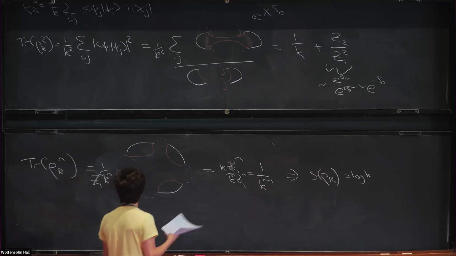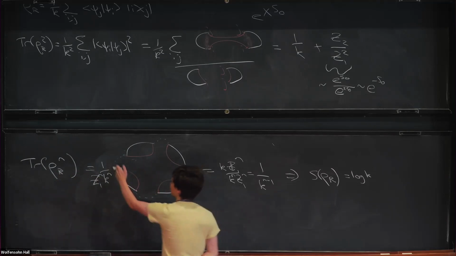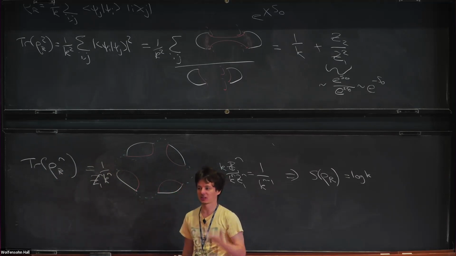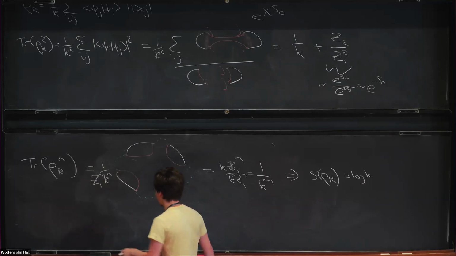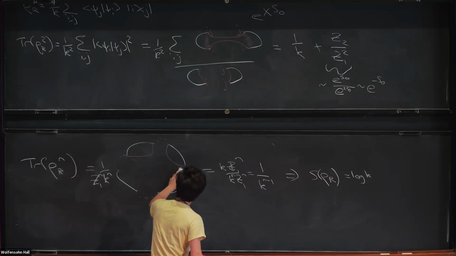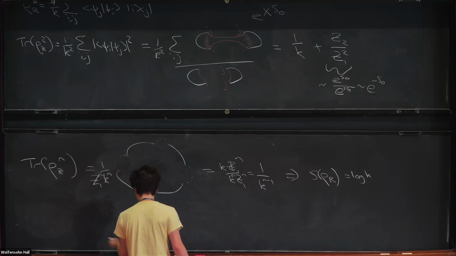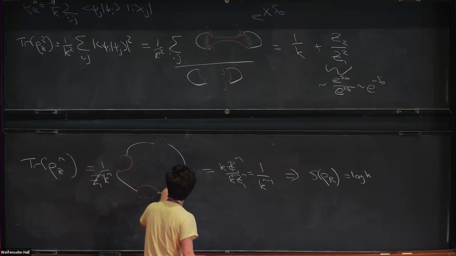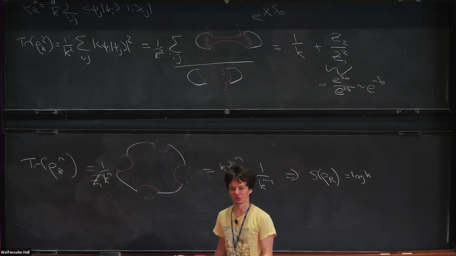In that case, the largest contribution is going to come by letting each of these different end-of-the-world brane indices be different, right? So not forcing any of them to be the same by being connected by end-of-the-world branes. The only way we can do that is if this end-of-the-world brane connects to this one, this to this, this to this, and so on. It's what's called the pinwheel geometry.